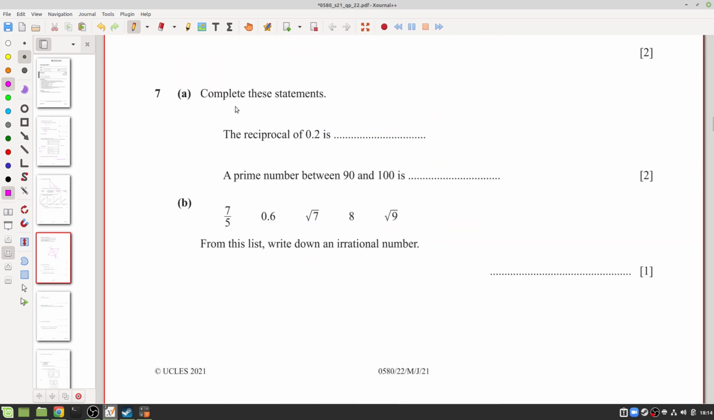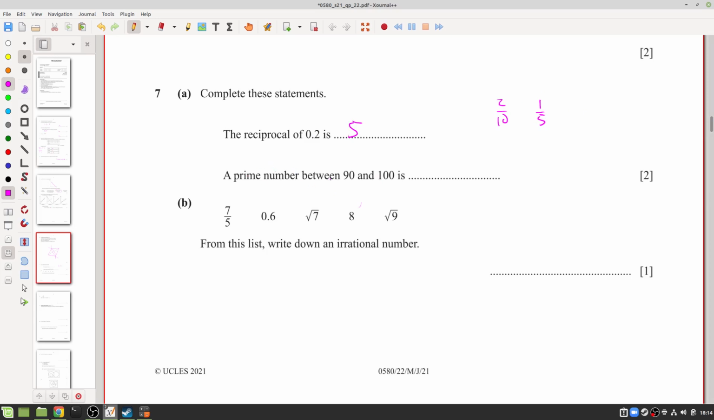Complete these statements. The reciprocal of 0.2 is. Okay, so for this, you'd probably first want to write 0.2 as a fraction. So that's going to be 2 over 10, which simplifies to 1 over 5. What's the reciprocal of 1 over 5? You just swap it around, so it becomes 5 over 1, which is just 5.